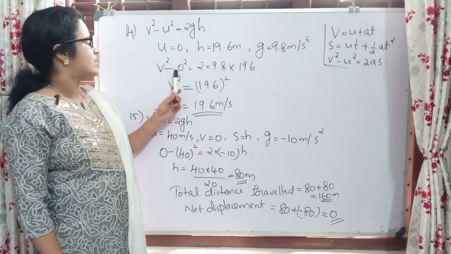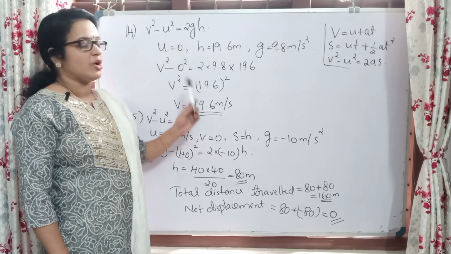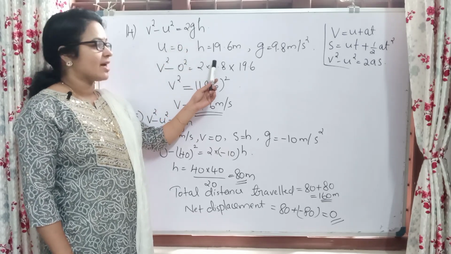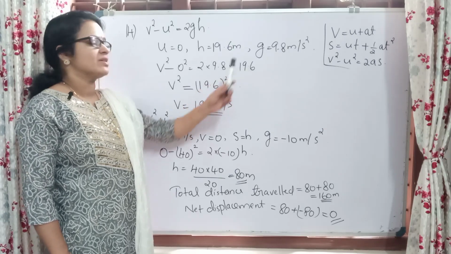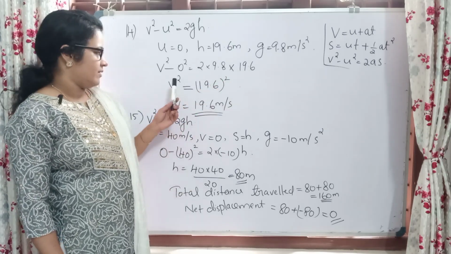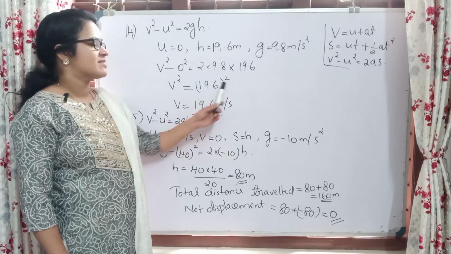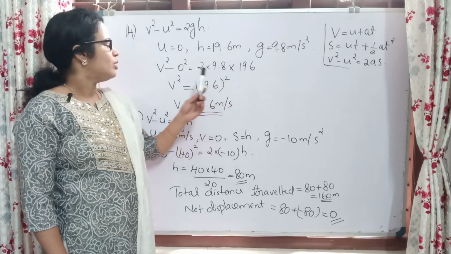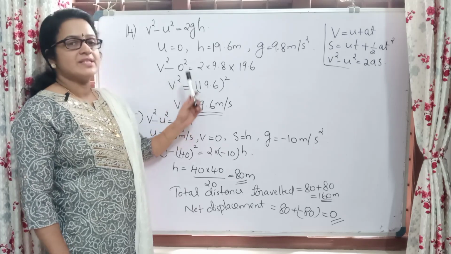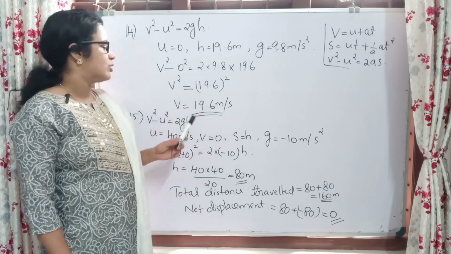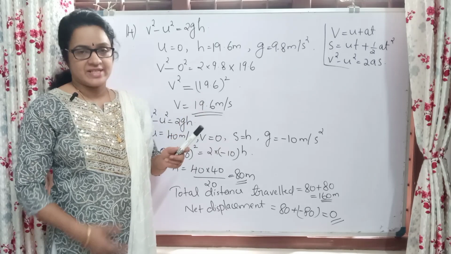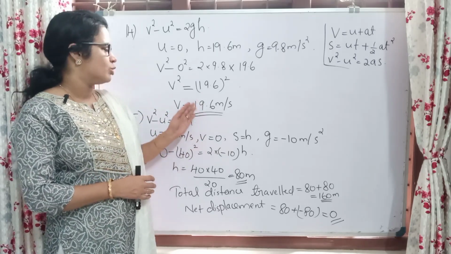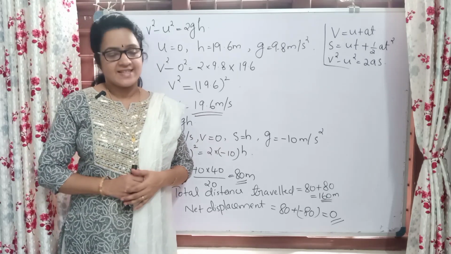So v square minus u square, so 0 square, that is equal to 2 into g is 9.8 into 19.6. So v square is equal to 19.6 the whole square, because 2 into 9.8 is again 19.6. Then v will be equal to 19.6 meter per second. So that is the final velocity of the stone. v is equal to 19.6 meter per second.